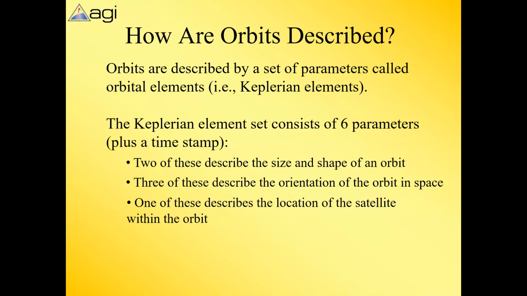Well, there are basically 6 elements. We call them Keplerian elements, and every type of orbit has all 6. Plus, you have to have a timestamp. You have to tell the other person that you're communicating with when you took those measurements. So let's take a look.